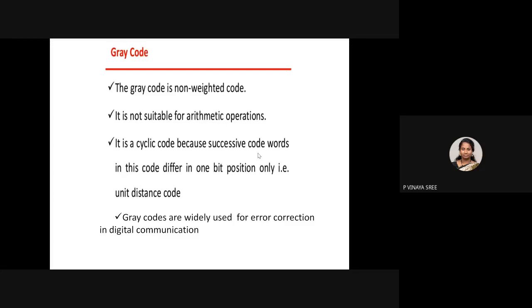Okay, so where gray codes are used, try to concentrate. Gray codes are widely used for error correction in digital communications. Okay, so in this case, as only one bit will be flipped, gray codes are mainly used for error correction.